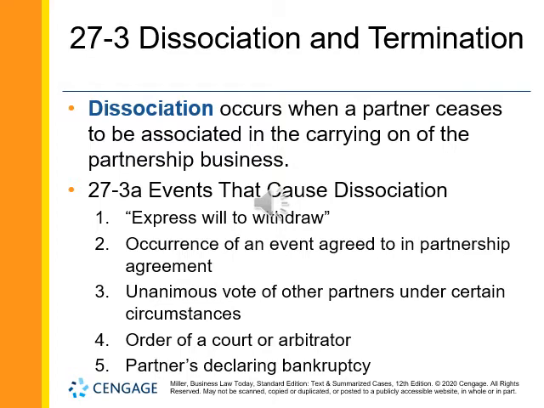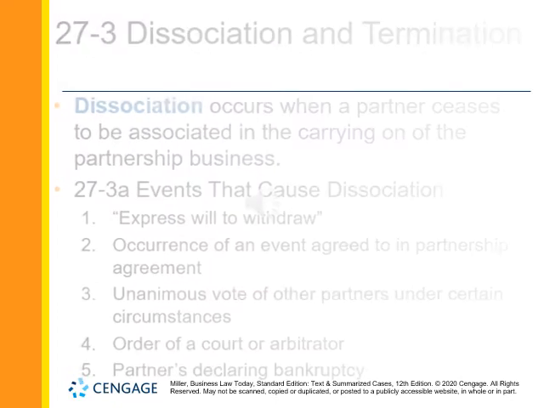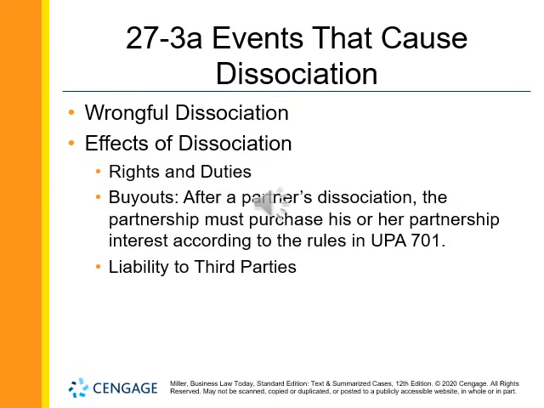A partner always has the power to dissociate from the firm, but he or she may not have the right to do so. If a partner lacks the right to dissociate, for example, it's a breach of the partnership agreement, then the dissociation is considered wrongful under the law. Upon a partner's dissociation, his or her right to participate in the management and conduct of the partnership business terminates. The partner's duty of loyalty ends, and the partner's duty of care continues only with respect to events that occurred before dissociation.